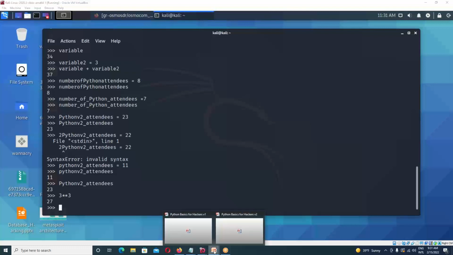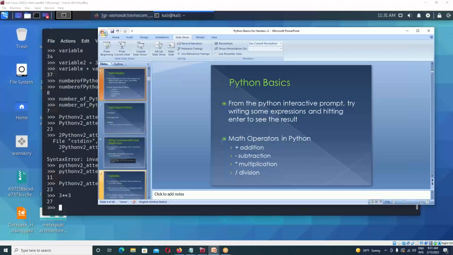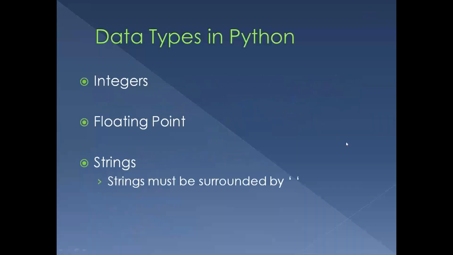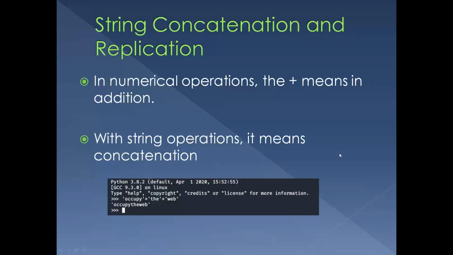All right, back to our presentation. So we looked at modulus and we looked at exponents. Okay. So data types, we talked about those: integers, floating point, strings. Strings must be surrounded by the single quotation mark. String concatenation. All right, we did that.